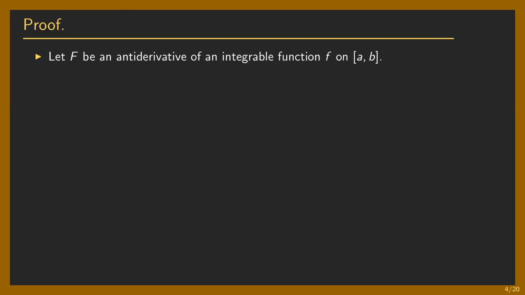So let us suppose that big F is an antiderivative of little f on the interval AB. So its existence is assumed by default. We would like to show that the integral of little f from A to B is equal to big F at B minus the value of big F at A. So what we do is we consider an arbitrary partition of the interval AB, namely P.